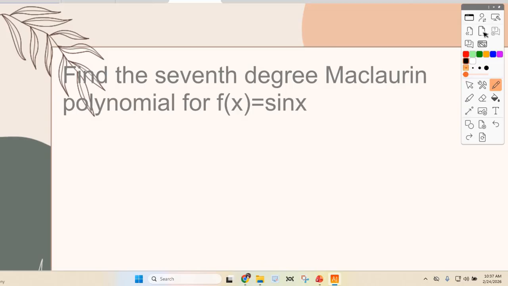Alright, so this one says find the 7th degree Maclaurin polynomial for f of x equals sine of x.